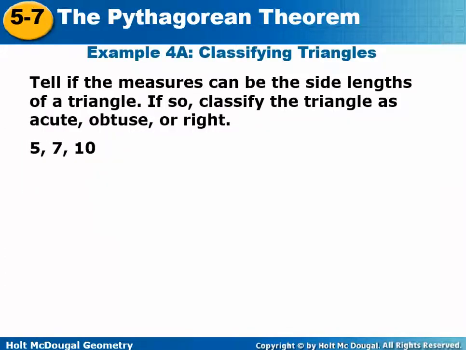All right, so let's see. Let's tell if the measures of the side lengths tell, first of all, if it can even be a triangle. If so, classify the triangle as acute, obtuse, or right.